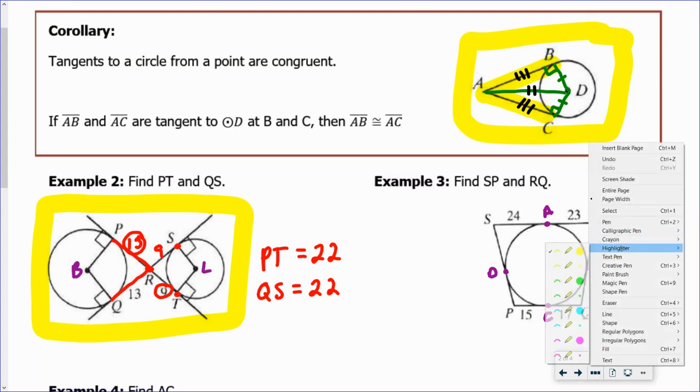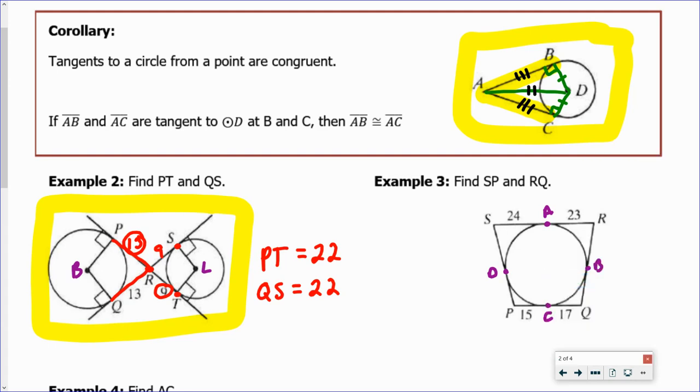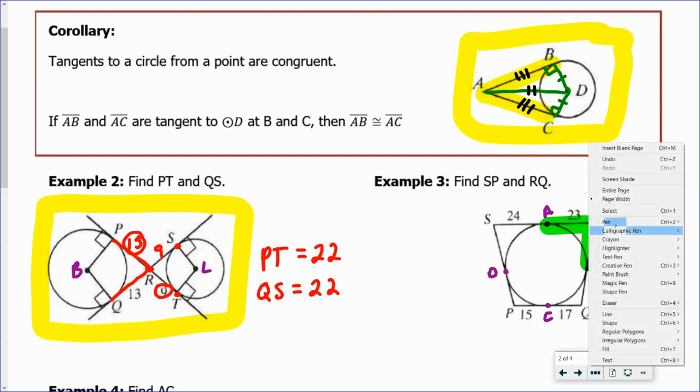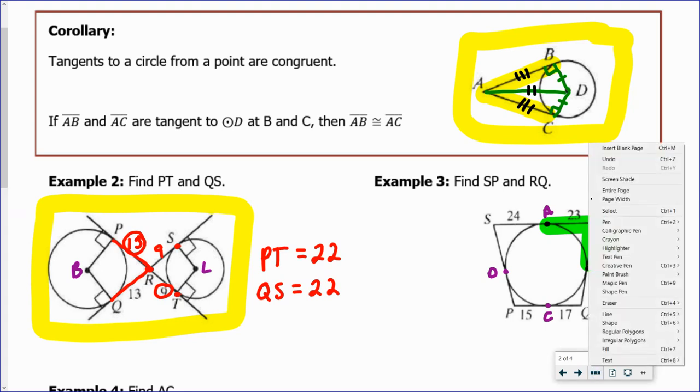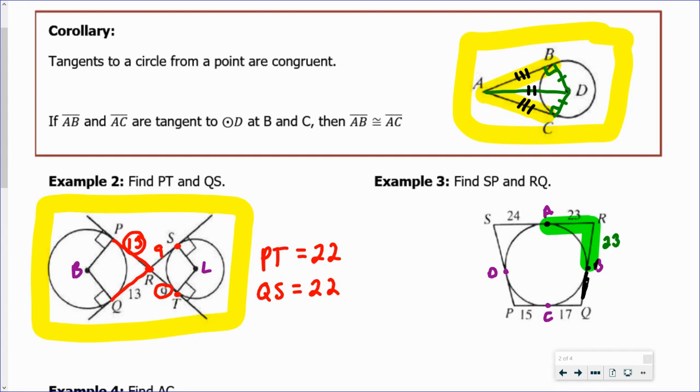So grab the highlighter real quick. If we look, RA and RB are going to be the exact same length. And again, this is based off of the corollary that we just talked about. And then the same sort of pattern is going to hold true as we work our way around this quadrilateral. So here, this length and this length are going to be the same because, again, of the theorem from above.